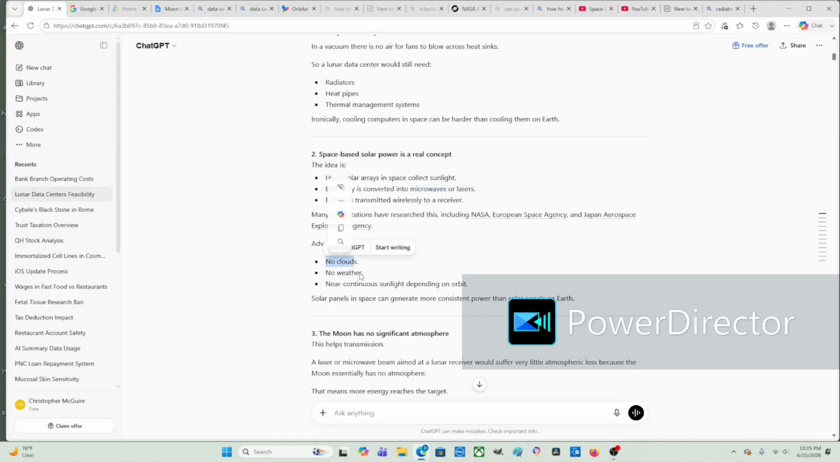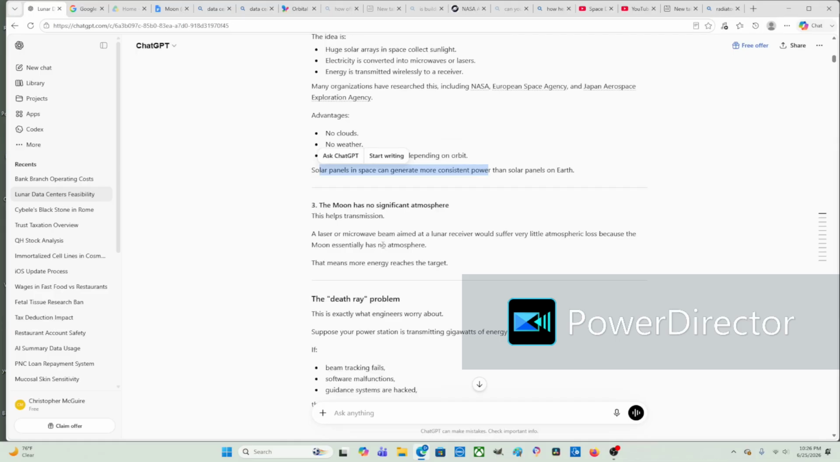Advantages: no clouds in space or on the moon, no weather in space or on the moon, near continuous sunlight depending on orbit. Solar panels in space can generate more consistent power and electricity than solar panels on Earth. Weak because of atmosphere, strong because of no atmosphere. The moon has no significant atmosphere. This helps transmission. A laser or a microwave beaming down the electricity aimed at a lunar receiver, the target site would benefit from no atmospheric loss, because the moon essentially has no atmosphere. This means more energy reaches the target.